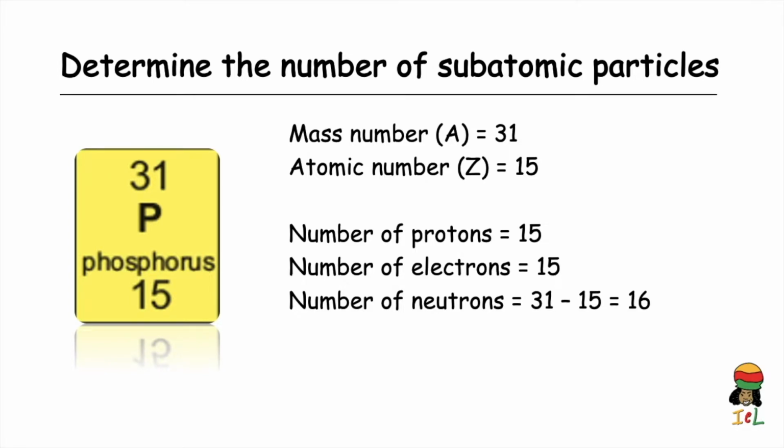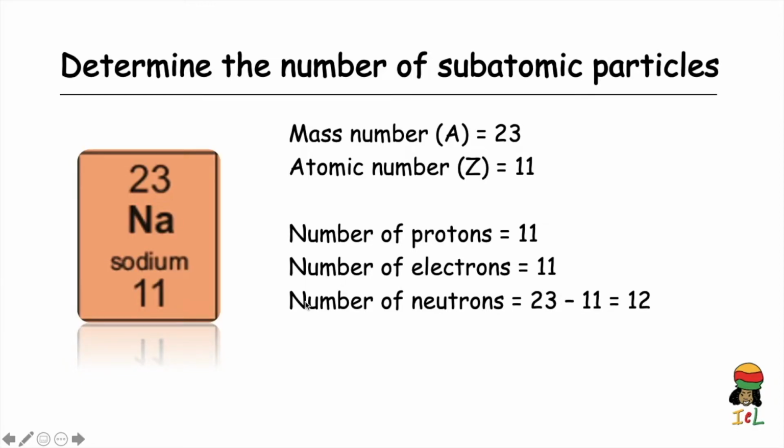So we also know that the number of electrons present in phosphorus will be 15. To determine the number of neutrons, remember we take the mass number, which is 31, and subtract the atomic number 15 from it, and we would end up with 16 neutrons. So the atom phosphorus would have 15 protons, 15 electrons, and 16 neutrons.